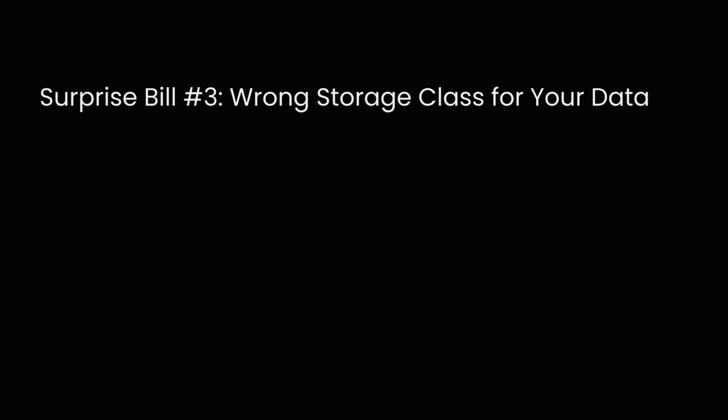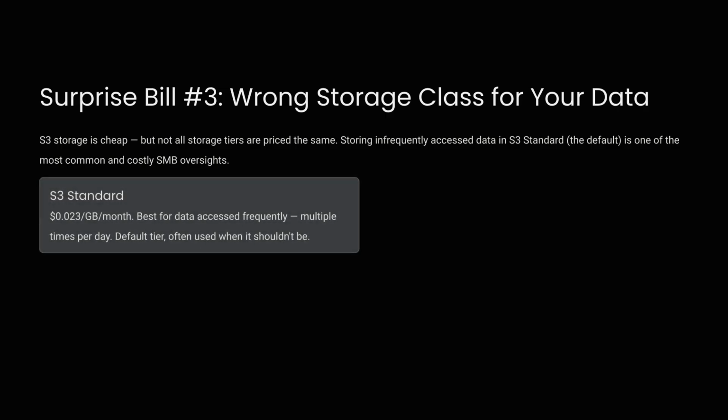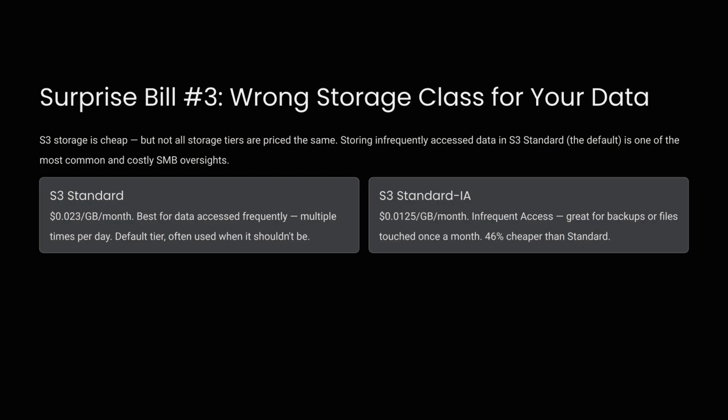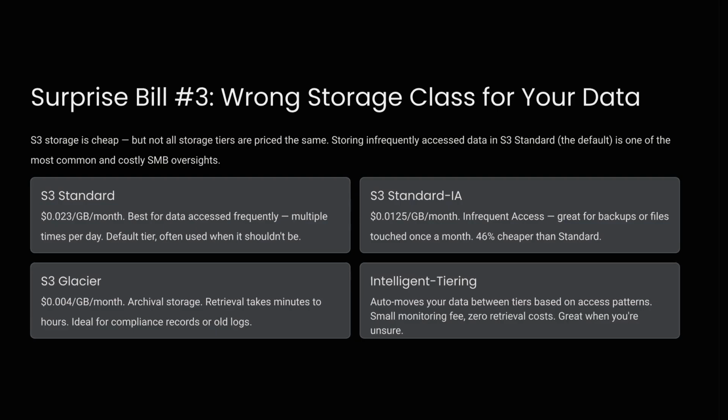Surprise bill number 3 is using the wrong storage class for your data. The default S3 standard tier costs $0.023 per gigabyte per month, but infrequent access, for data accessed once a month, is 46% cheaper. S3 Glacier is for archival storage, and intelligent tiering auto-moves data between tiers based on access patterns.